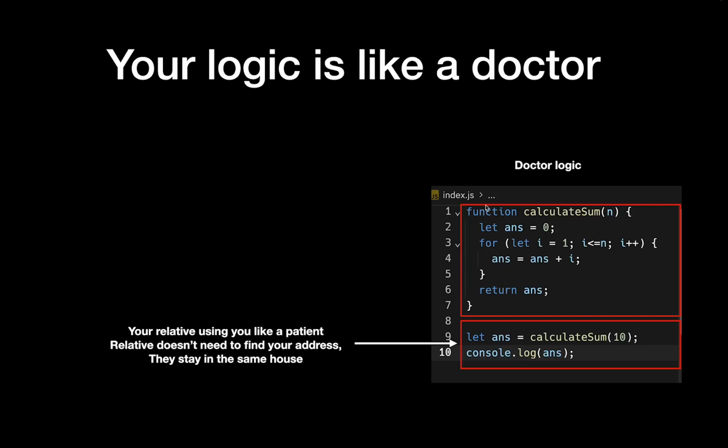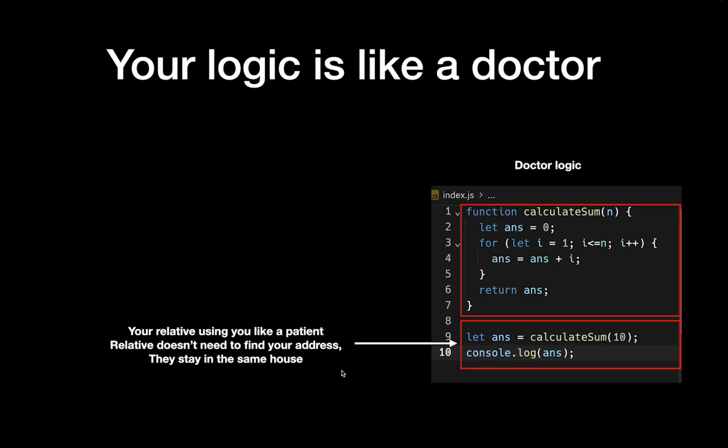So if you think of this as being a doctor, a function call is like the doctor is at the house and his brother or sister comes into their room and says, I have this symptom, fix me up. The relative doesn't need to find your address. You're right there, so you can just do a function call and get back the response and log it or do whatever you want with it. They stay in the same house.